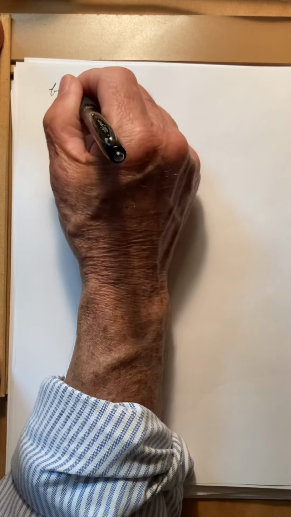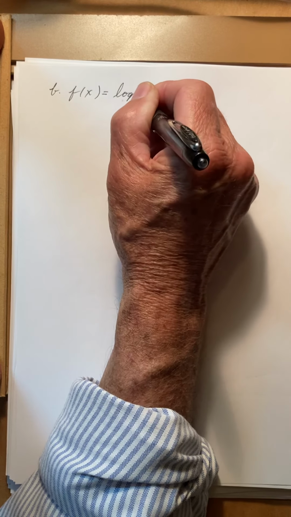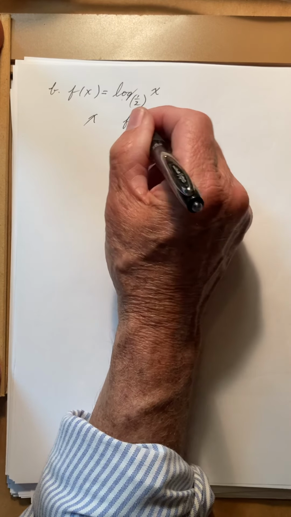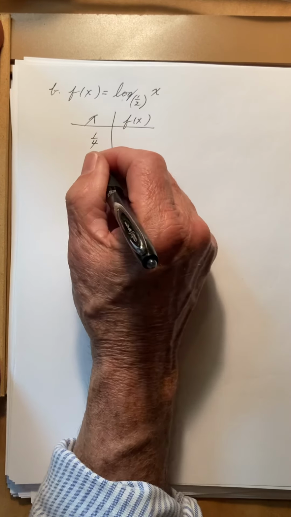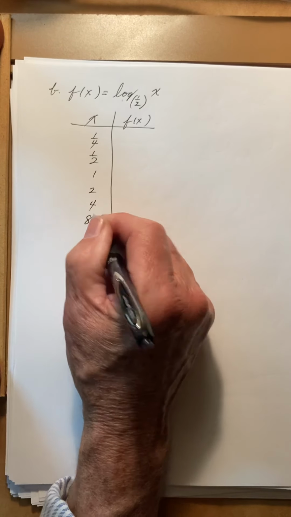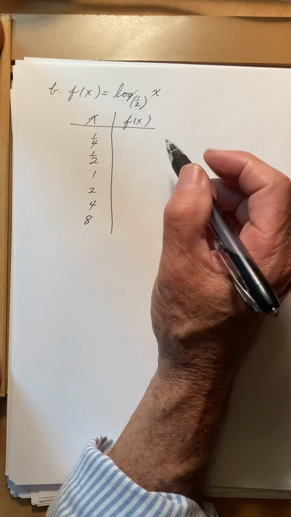All right, the next example to graph is part B here. F of x equals log base 1/2 of x. So for my table, I'll use the same values for x: 1/4, 1/2, 1, 2, 4, and 8, because they're all powers of 1/2 in some way or another.